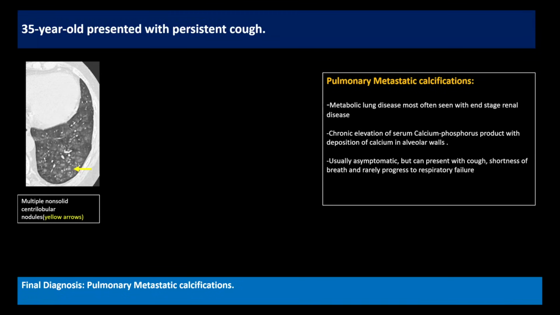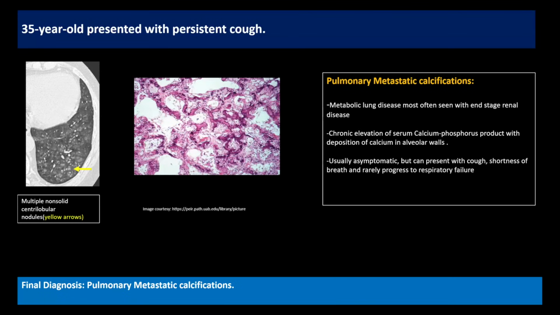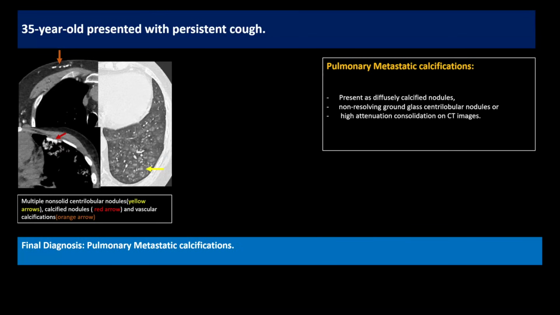It is a metabolic lung disorder related to chronic elevation of calcium phosphorus product, which leads to deposition of calcium in the alveolar walls, as shown on this H&E stain. It's usually asymptomatic but can present with nonspecific respiratory symptoms and can be present diffusely or can be patchy. That can also present as non-resolving ground glass centrilobular nodules, diffusely calcified nodules, and I have seen cases of high attenuation consolidation related to the more confluent opacities produced by this condition.